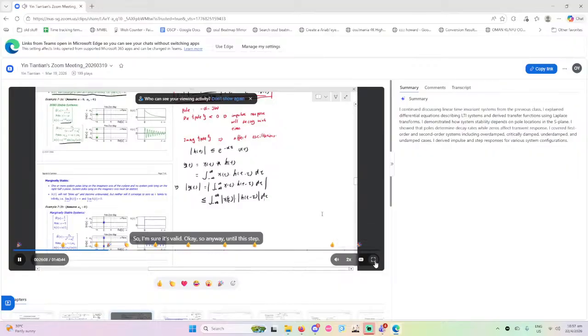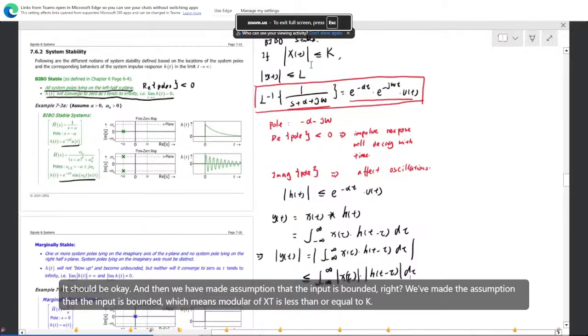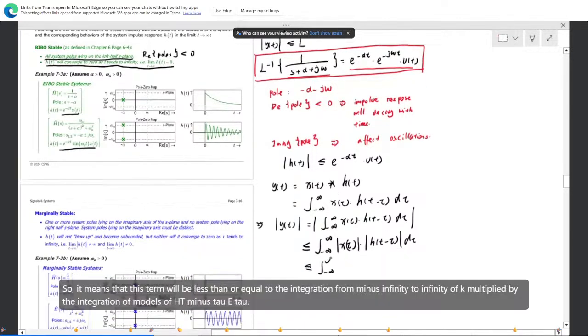Until this step should be okay. And then we have made the assumption that the input is bounded, which means the modulus of x(t) is less than or equal to K. So it means that this term will be less than or equal to the integration from minus infinity to infinity of K multiplied by the modulus of h(t minus tau) d tau.